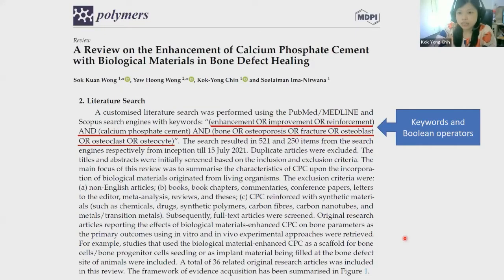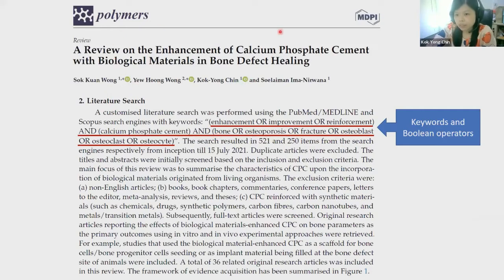So I give you some examples here. These are the keywords that I'm using for this article, and also the Boolean operators that I'm using for writing this review. I would just let you know that it is very important for you to identify the concept. How do you want to put in "and" or "or"? How do you want to do it?